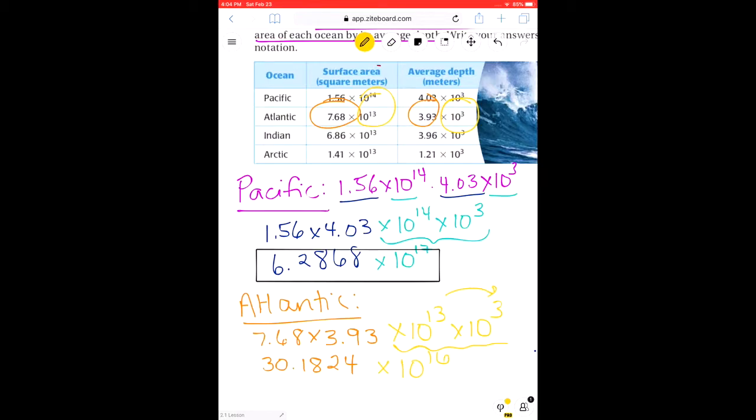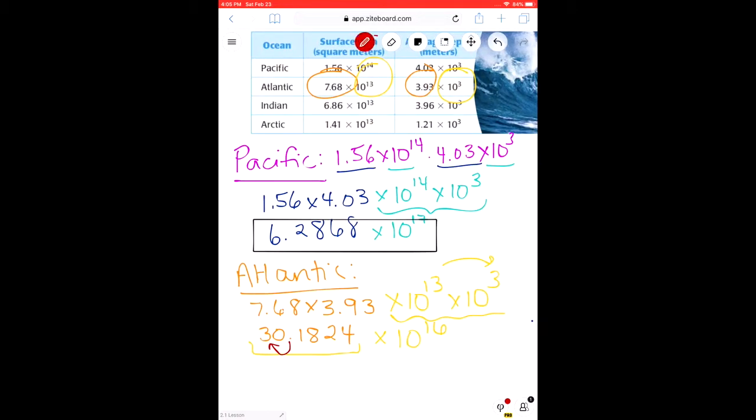And it seems like I'm done, except for the fact that it asks me to write my final answer in scientific notation. That's going to be a problem because notice that this 30.1824 is not a number that's between 1 and 10. But fortunately, we can adjust for this. So what we're going to do is move the decimal point back one place. Okay, and I'm going to scroll down just a hair so I have more real estate to work with. So I have 3.01824. Okay, and what I did was I divided by 10.